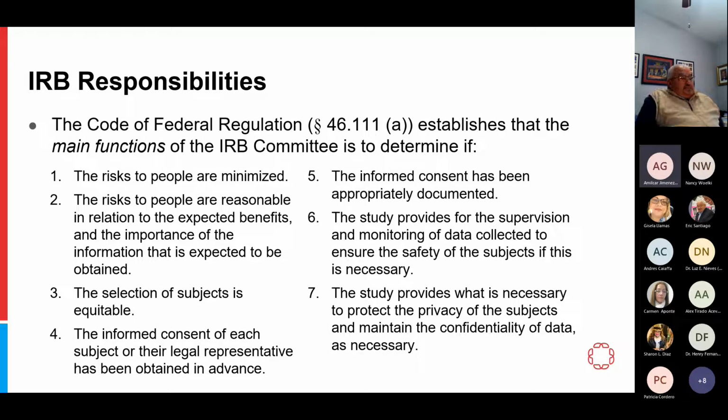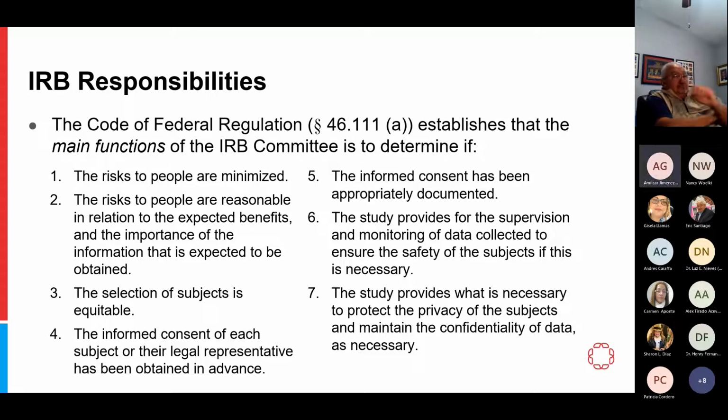Main functions of the IRB committee, as the Code of Federal Regulations establishes: to determine if the risks to the people are minimized, if those risks are reasonable in relation to the expected benefits, the selection of the subjects is equitable, that the informed consent of each subject or legal representative has been obtained in advance and appropriately documented, that the study provides for supervision or monitoring of data collected, mostly ensuring the safety of the subject, and that the study provides the necessary protections for the privacy of the subjects and to maintain the confidentiality of the data.